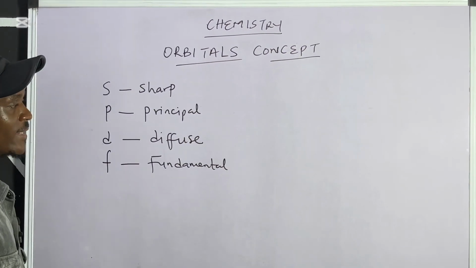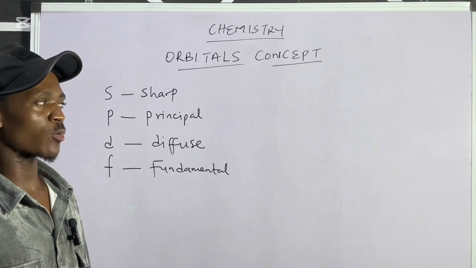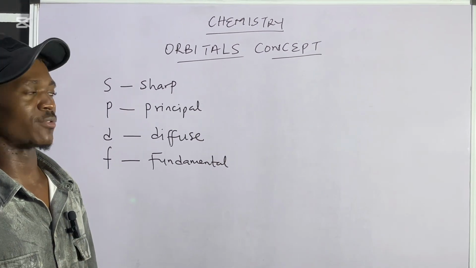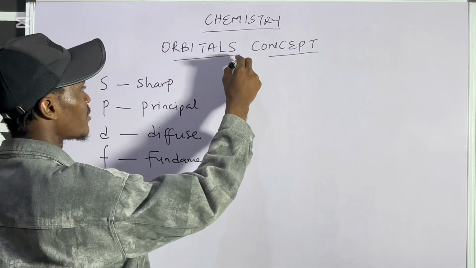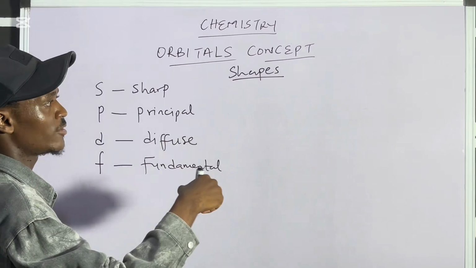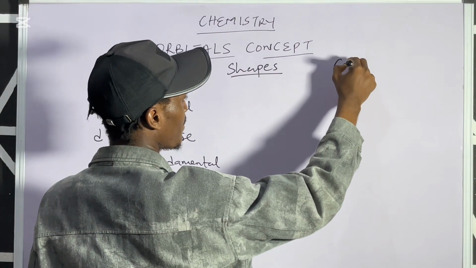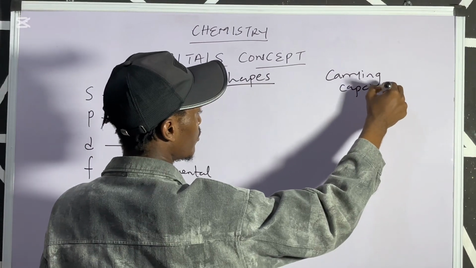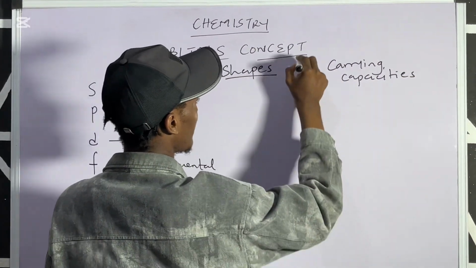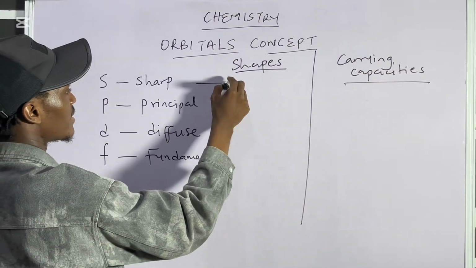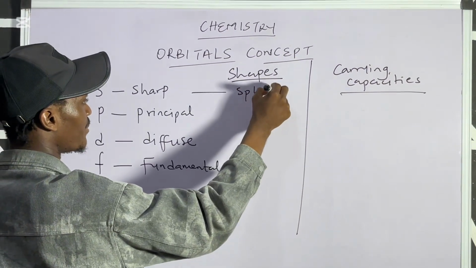Now, looking at the types of orbitals, what are the areas that exam bodies can possibly ask you questions from? They are either asking you questions from the shapes of these orbitals, or from their carrying capacities in terms of electrons. So considering their shapes, the s orbital is spherical in shape.